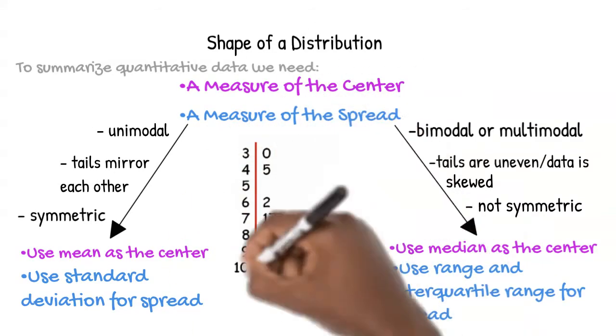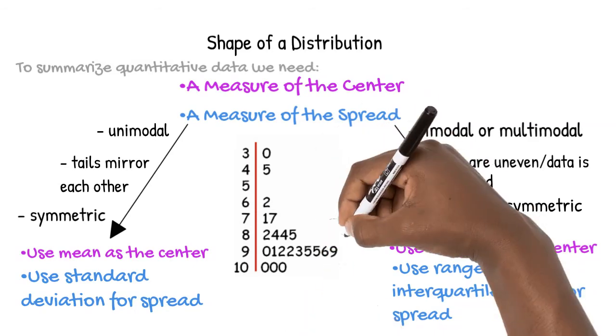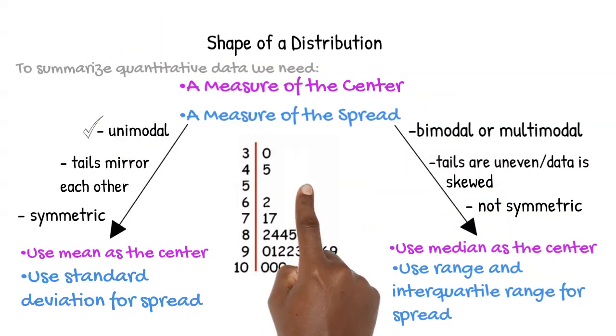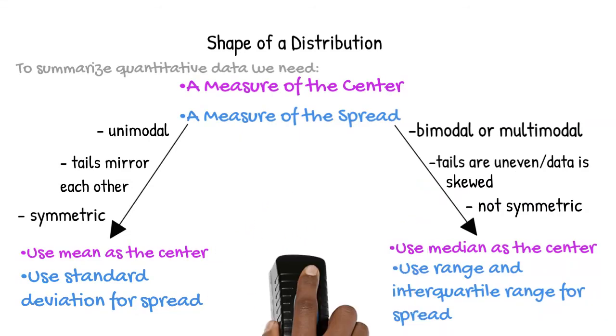Let's look at another example. Here we have a stem and leaf. To visualize the spread, think of it as a sideways histogram. There is one mode, so the data is unimodal. However, the left tail stretches out much further than the right tail. With a longer left tail, the data is said to be left skewed. This leads to the display not being symmetric, which indicates that we need to use the median as the center and range and interquartile range for the spread.